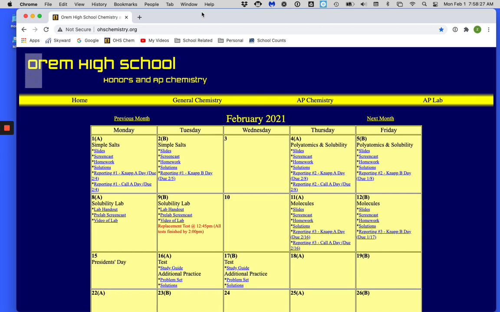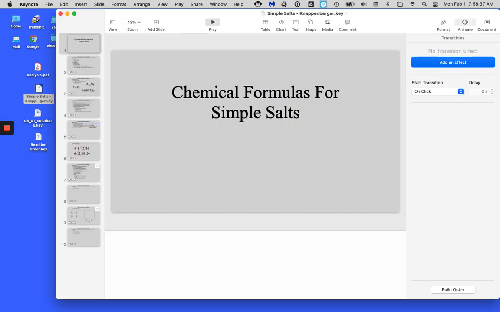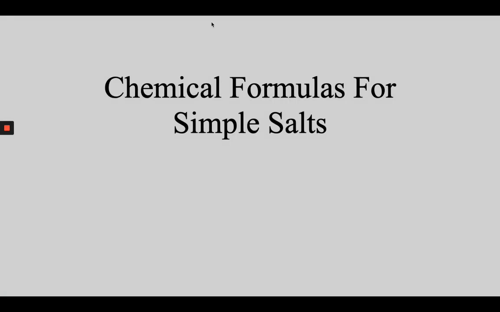So guys, today what we're going to do is we're going to learn to write the names for simple salts. So let me get rid of this. Let me grab a hold of this. And guys, this goes fast. I would encourage you to title your notes, Chemical Formulas for Simple Salts.